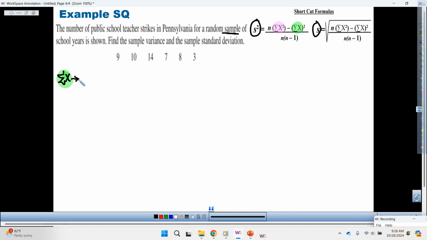So, how many data do we have? 6 of them, so we need the sum of all these numbers. So, find me the sum again.